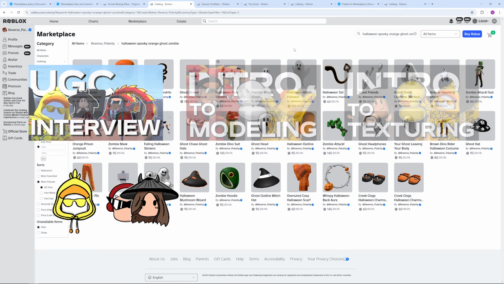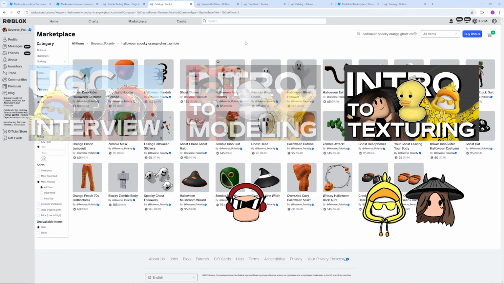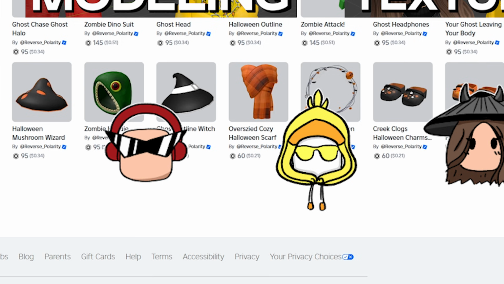In the next video, Reverse Polarity is going to be teaching me how to model, and then Madison is going to be teaching me how to texture. So this is basically their beginner tutorial using me as a blank canvas who doesn't know how to model, who doesn't use Blender. And if I can do it, internet, I promise you can too.